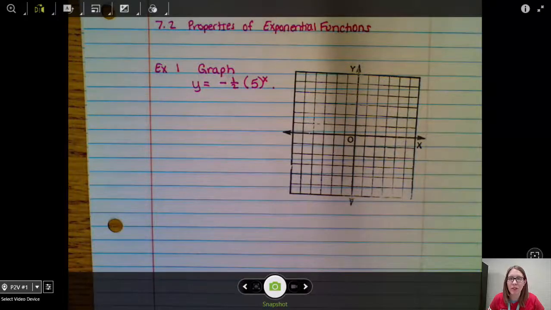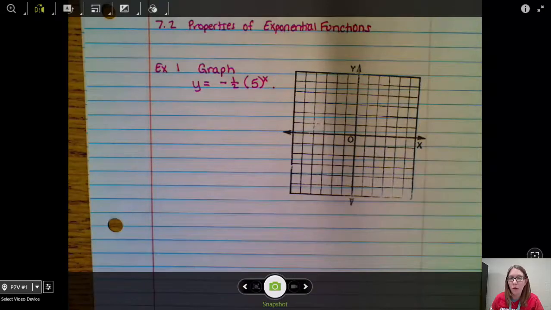Section 2 in Chapter 7 is very closely related to Section 1. We're looking at exponential functions a little bit more and some more properties related to them. So in Section 1, we learned how to graph an exponential function, just very basic. Now in Section 2, we're looking at some transformations.